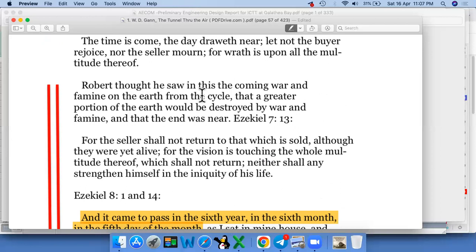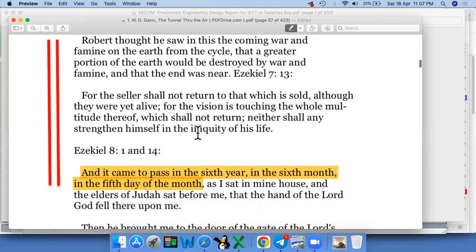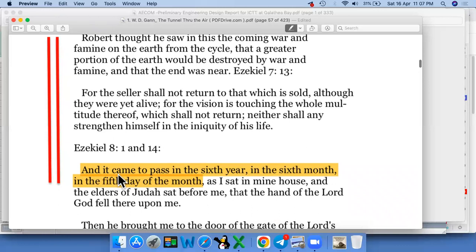Robert thought he saw in this the coming war and famine on the earth from the cycle, that a greater portion of the earth would be destroyed by war. So these are a few of the things. And it came to pass in the 6th year, in the 6th month, in the 5th day of the month. So here it is talking about 6 years, as we have seen from the previous part. It started somewhere around 1927. It was 1927 to 32, which comes to around 6 years. And probably this is where he got the interpretation from.